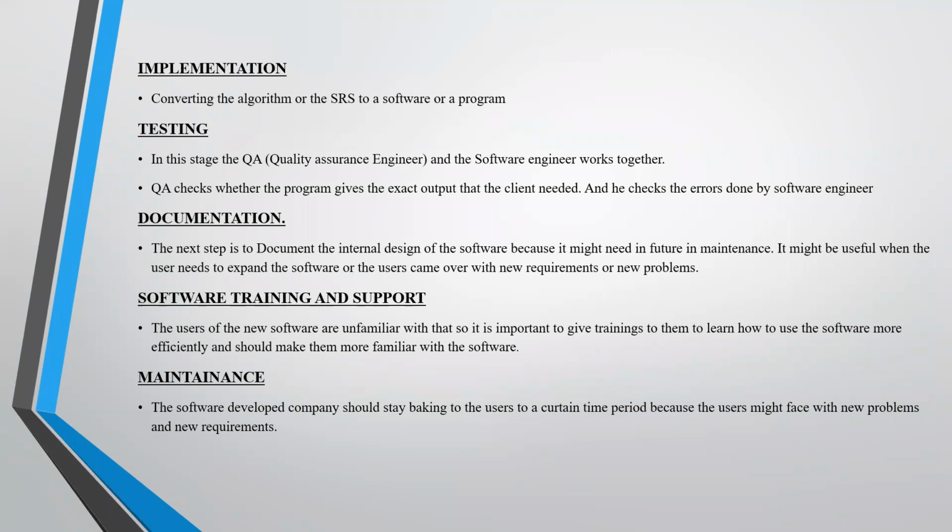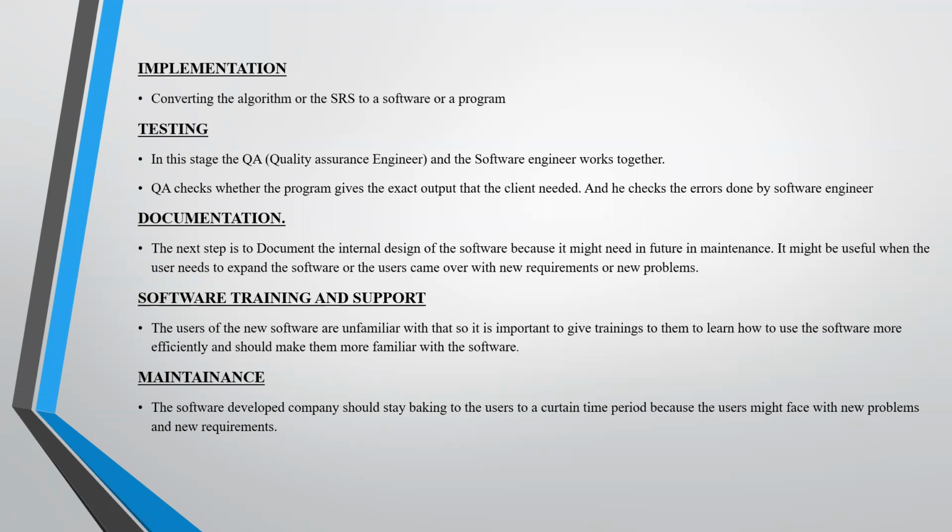Testing. In this stage, the QA, quality assurance engineer, and the software engineers work together. QA checks whether the program gives the exact output that the client needed, and checks the errors made by the software engineer. Documentation. The next step is to document the internal design of the software because it might be needed in future maintenance. It might be useful when the user needs to expand the software or comes up with new requirements or new problems.